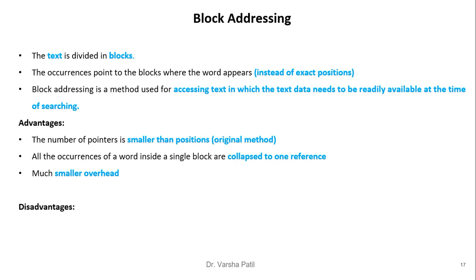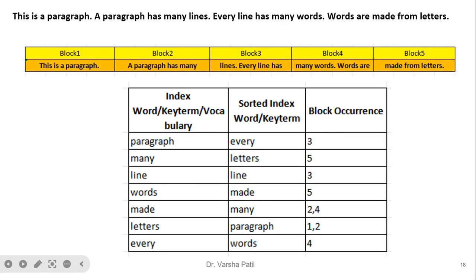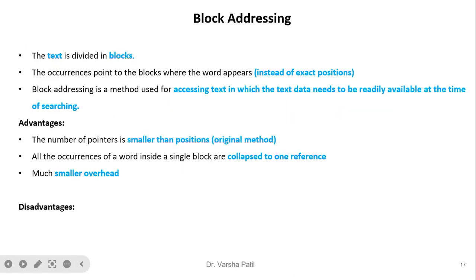So when we are going for block addressing, at that time the text should be readily available, otherwise it's of no use, because by getting only the block we can't do anything. Advantage: the number of pointers is smaller than position addressing. Then all the occurrences of a word inside a single block are collapsed to one reference. So these points will be clear with the example, and there is much smaller overhead. Now see, this is the first example, and after that we can go for the disadvantages.